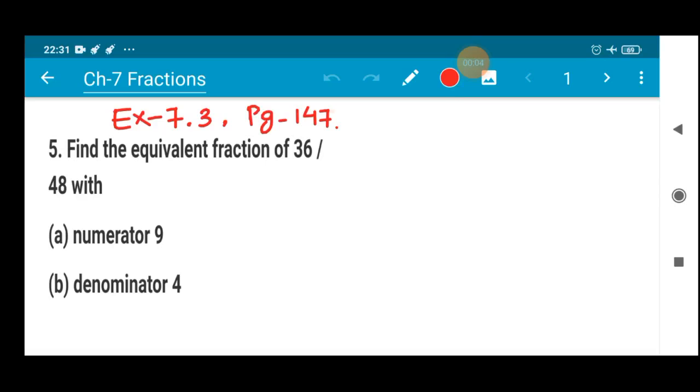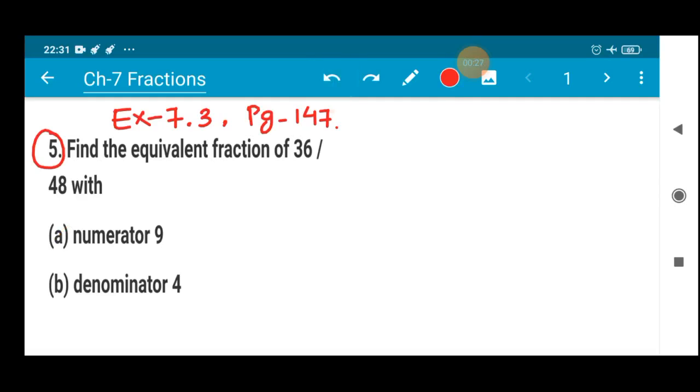So in today's session we will be doing exercise 7.3 question number 5 from chapter number 7, Fractions. So let me remind you, we are doing this from page number 147 of the Maths NCERT book. So question number 5 states: find the equivalent fraction of 36 by 48 with numerator 9.